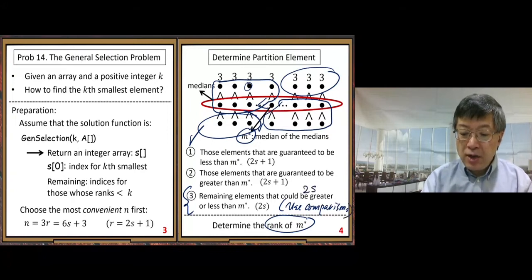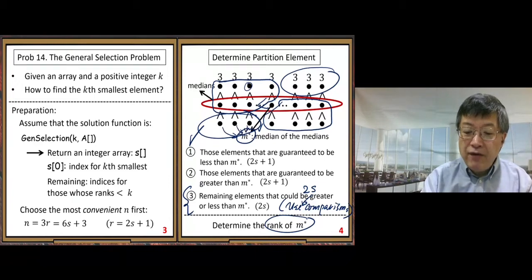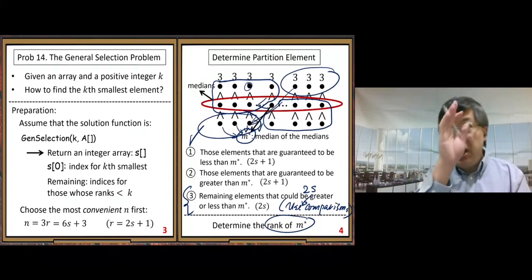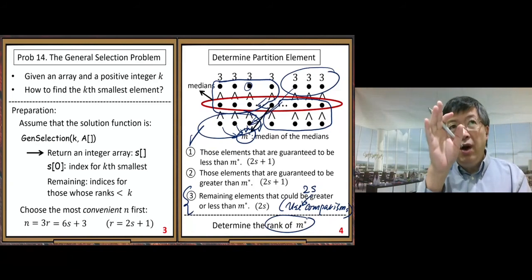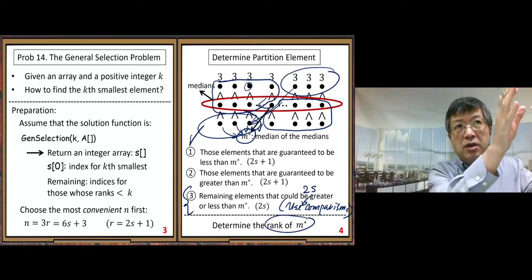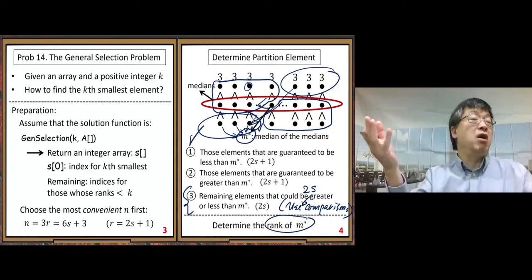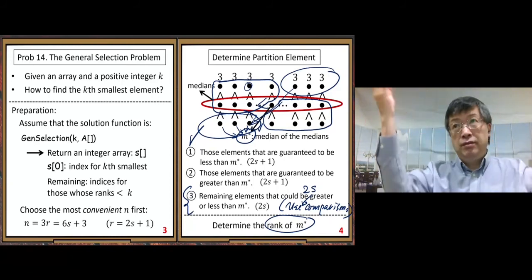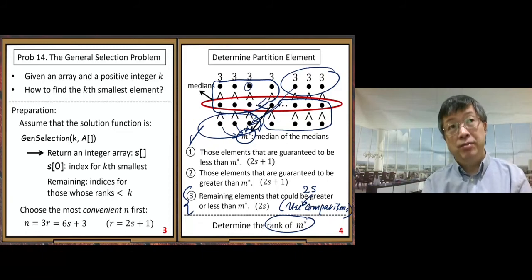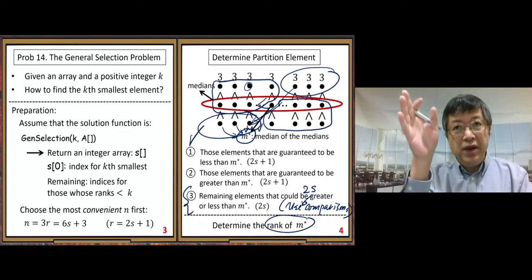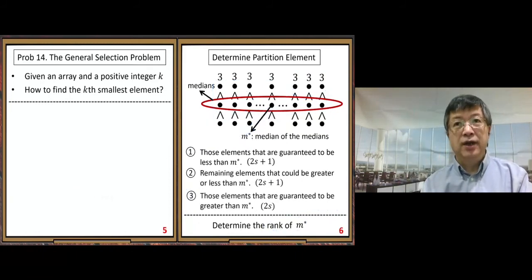Actually, 2s comparisons. So each element, we compare it with M star, okay? Because after those 2s comparisons, we know which elements are less than M star and which elements are greater than M star, right? Also very simple. So we move to the next slide.